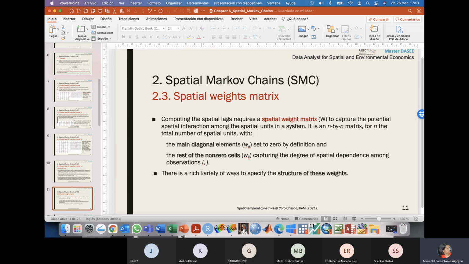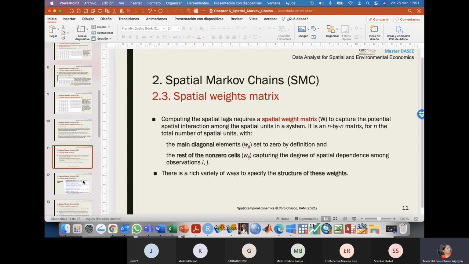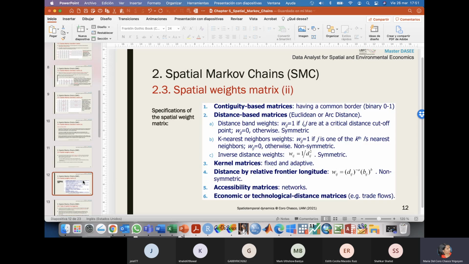And as you know, there is a rich variety of ways of specifying the structure of these weights. Well, I've presented here only some of them. They are not, of course, the only ones, but as I said, the first ones are the contiguity-based matrices. So the contiguity-based matrices are the ones that have a common border, these binary 0-1 ones, okay?